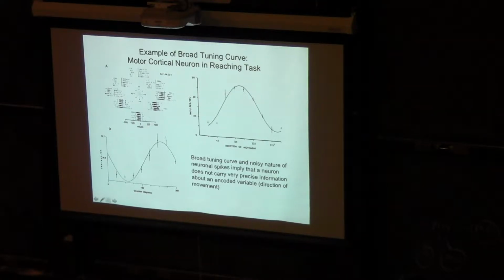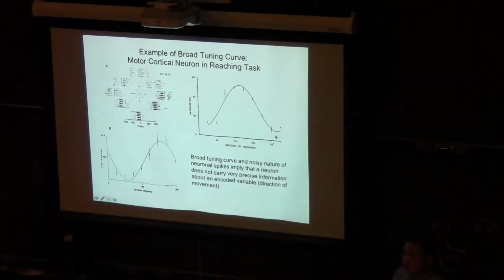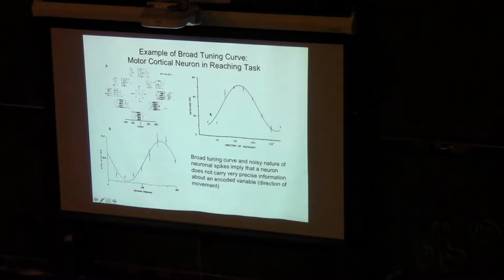You can see the cell fires a lot when the animal moves in this direction, and fires less when it moves in the other direction. If you plot the firing rate of the neuron as a function of the movement direction of the hand, you get a curve like this. Basically it's a cosine function. Of course the preferred direction may be different, depending on the cell.